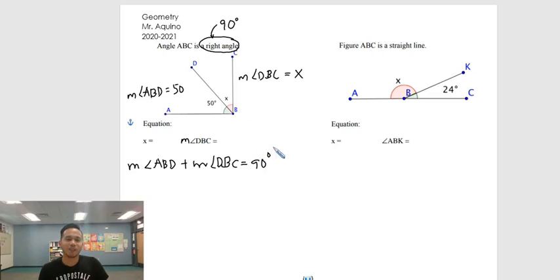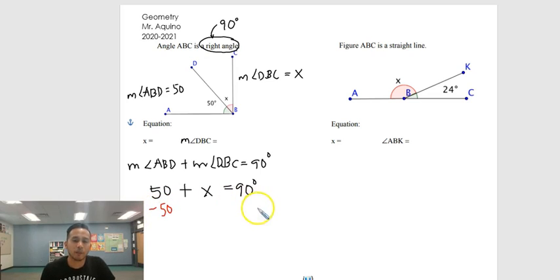And then you just plug in the measurements. The measurement of ABD is 50 plus the measurement of DBC, which is x, which is our unknown, is equal to 90 degrees. And then, of course, I'm going to isolate 50. So minus 50 both sides. Of course, this will be cancelled out. So the value of x is equal now to 40 degrees.